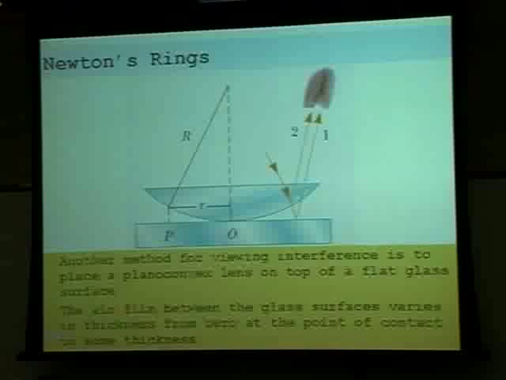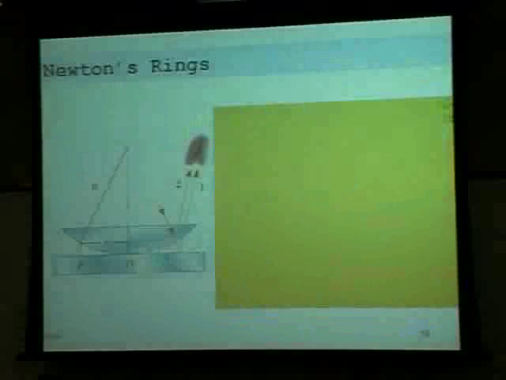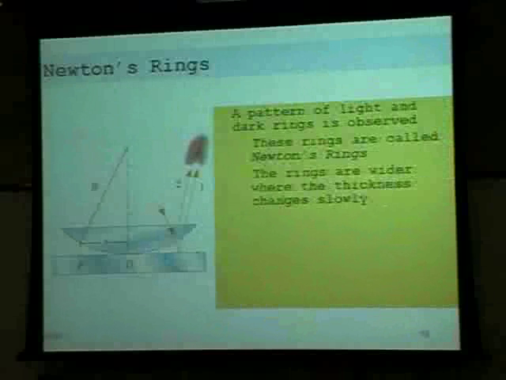The thing is, though, when I put this plano convex lens on this sheet of glass, my thickness is basically changing. It's very thin down here and then changes with this curvature. So my interference fringes will change with the thickness of that air gap, the air gap essentially acting as my quote-unquote film. So the result is interference fringes.